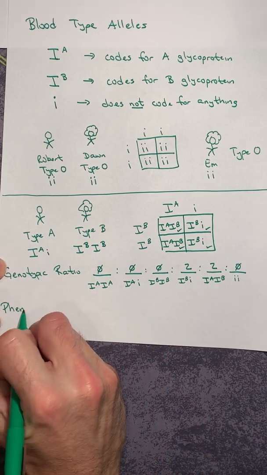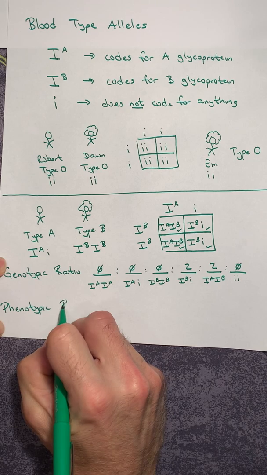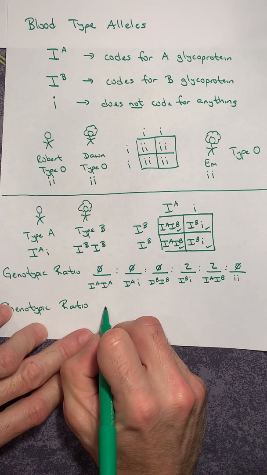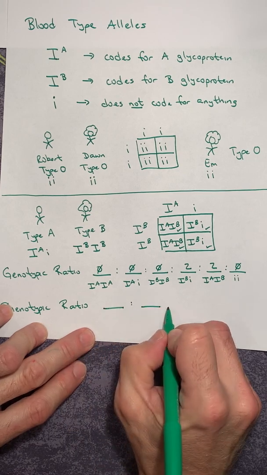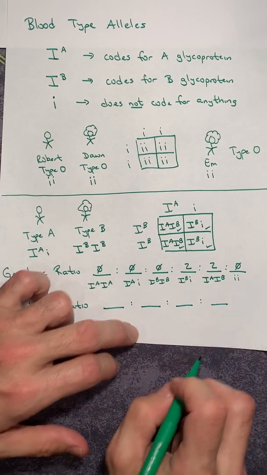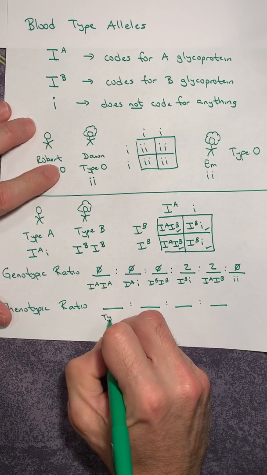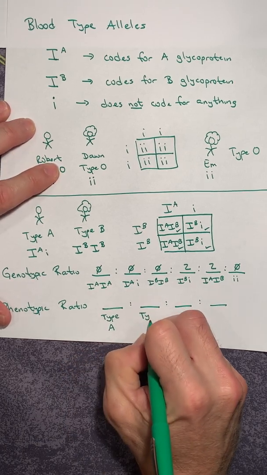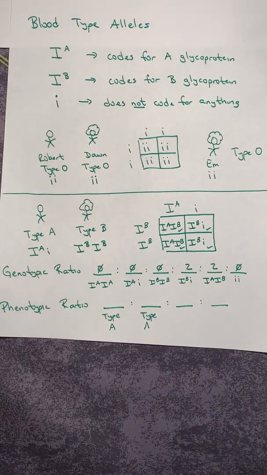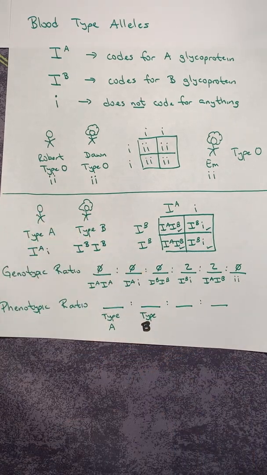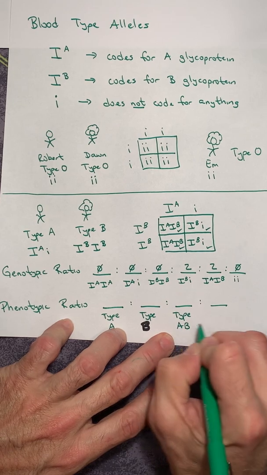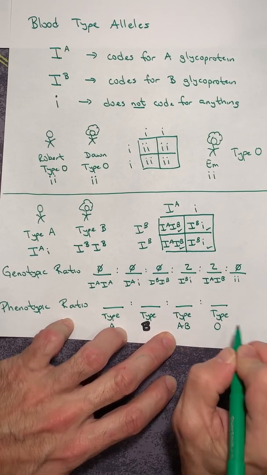But your phenotypic ratio. How many different phenotypes are there? Well, there's type A, type B, type AB, and type O. Type A. Whoops, that should be a B. Let's change that to a B. There we go, that's a B. Then type AB, and type O.